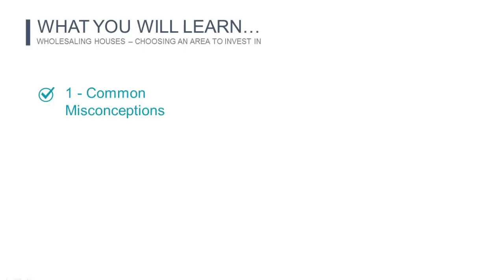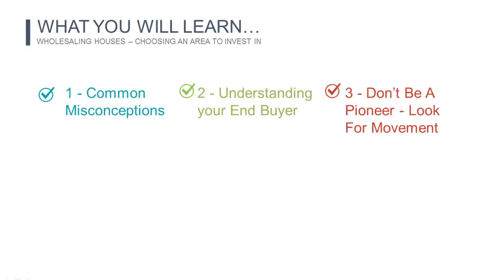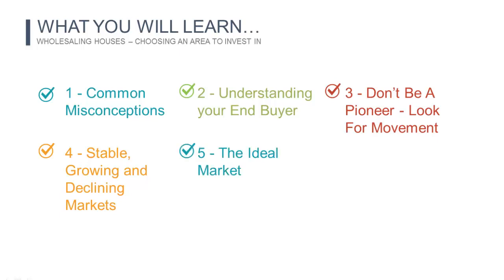All right, so what you will learn in today's session: first of all, common misconceptions about real estate, about wholesaling, about how to do these deals, and also about which area you can choose. Number two, we're going to talk about understanding your end buyer. Number three, that you shouldn't be a pioneer in your industry, and instead you should be looking for movements, basically where there's other people out too. Number four, different markets, which kind of market you should be going for when wholesaling houses. And number five, we're obviously diving into what is the best market, what is the ideal market.